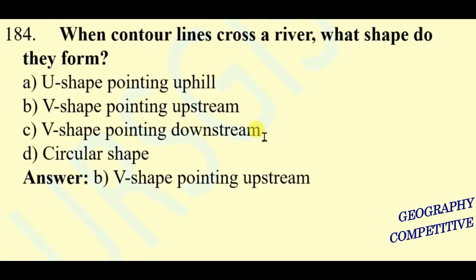Question 184. When contour lines cross a river, what shape do they form? U shape pointing uphill, V shape pointing upstream, V shape pointing downstream, circular shape. Here the right answer will be V shape pointing upstream. That will be the river.